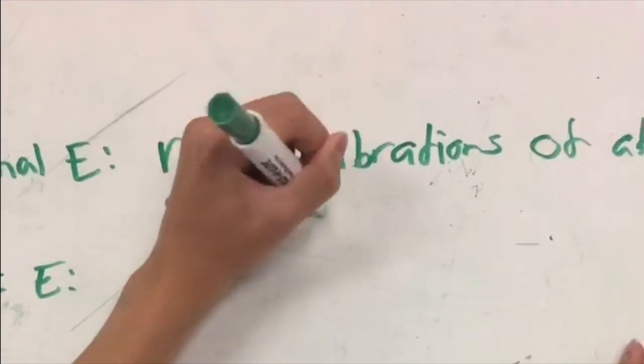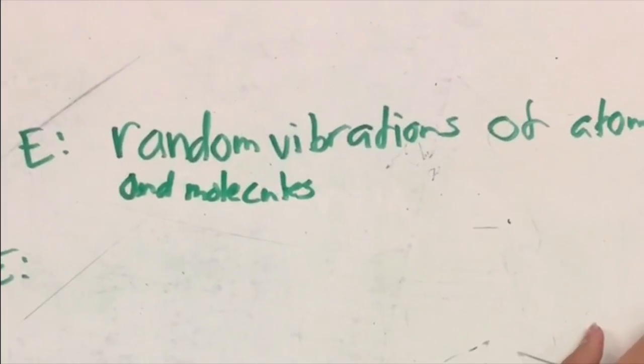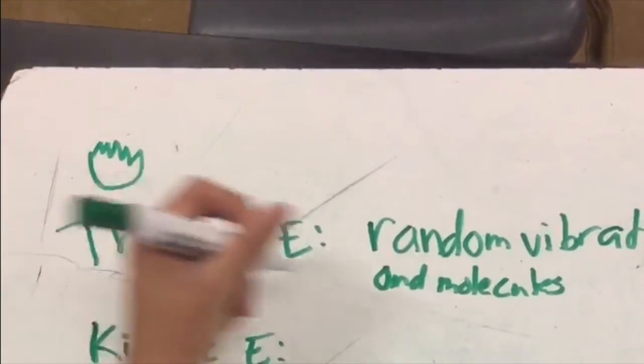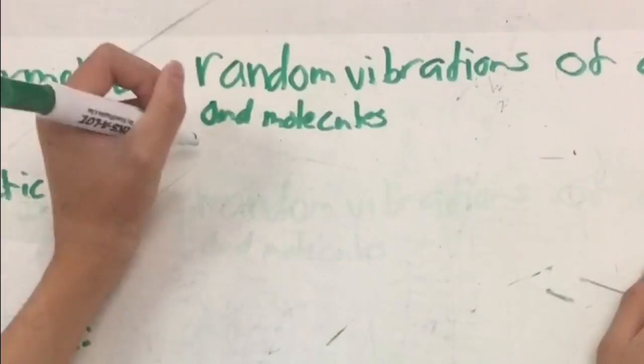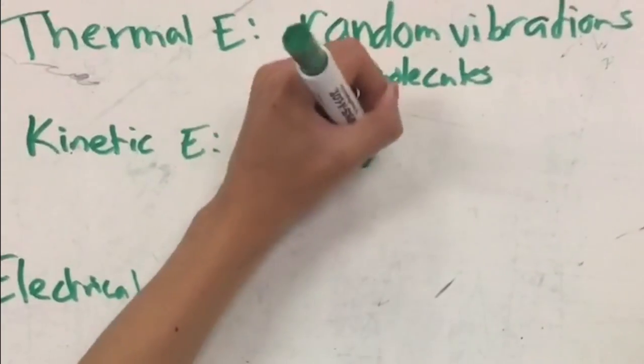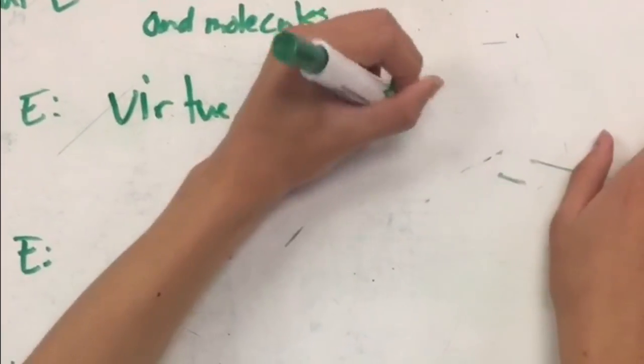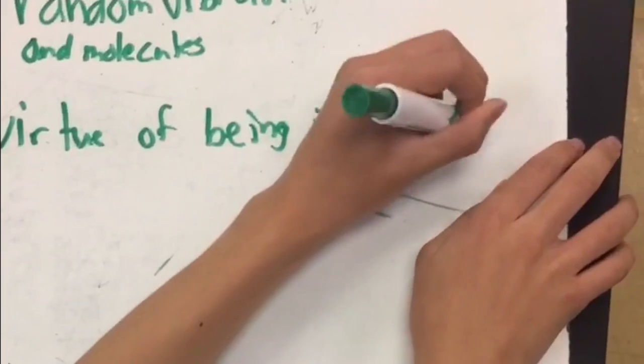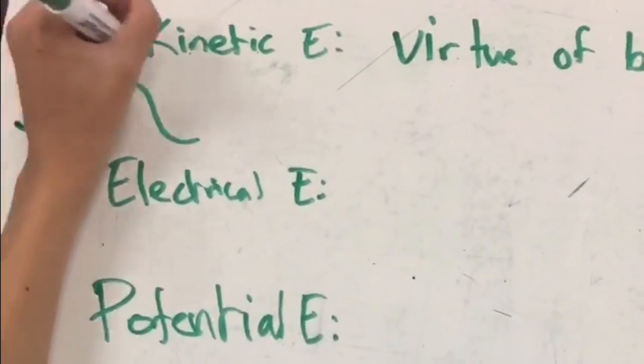Thermal energy is a random vibration of atoms and molecules. This can be represented by the fire. Kinetic energy is energy a body possesses by virtue of being in motion. This can be represented by a ball going down a hill.